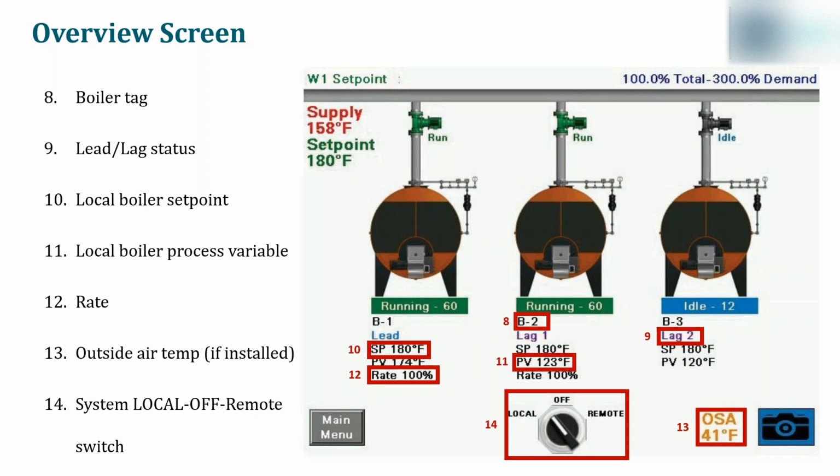And then we have our system local off remote switch. It's important to remember that this is for the system. If this is set to local, that means it's using the set points that are inside of the master panel. If it's set to remote, then it's looking for a set point from the BMS or some other system that's sending it a signal for the set point. If it's set to off, it will command the whole system and all the boilers to be turned off.